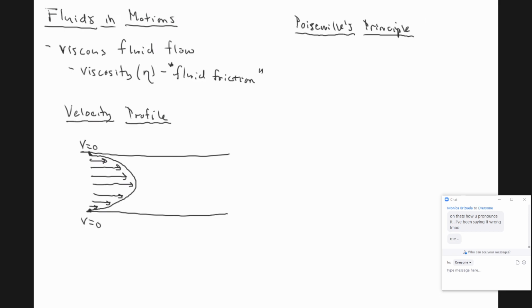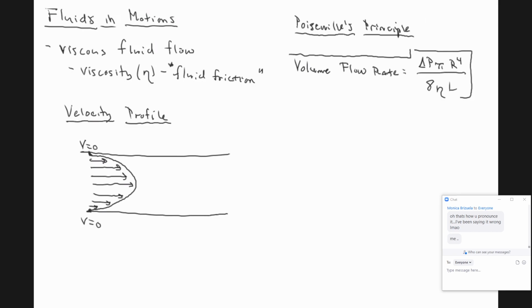So Poiseuille's principle simply states that the volume flow rate of any fluid, and if you take your heart and lungs lecture already, you guys call this blood flow rate, right? So it's simply the change in pressure times pi times r to the fourth divided by 8 times the viscosity times the channel length. This is the equation for Poiseuille's principle.